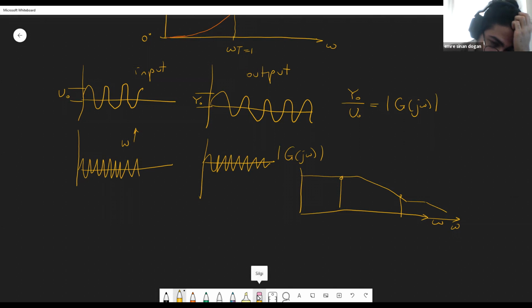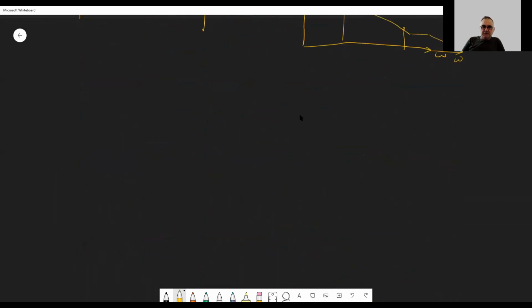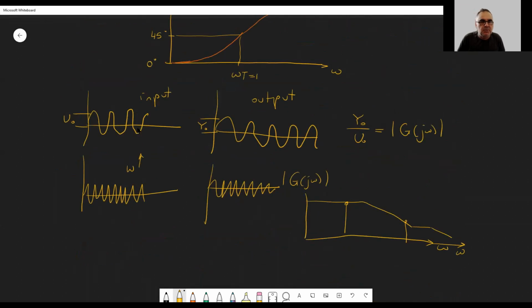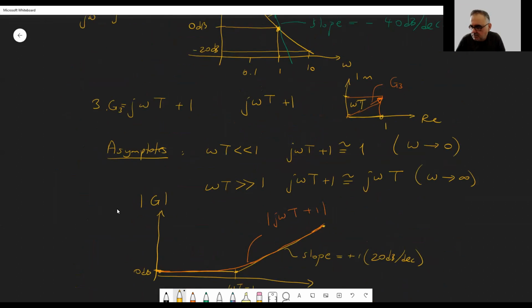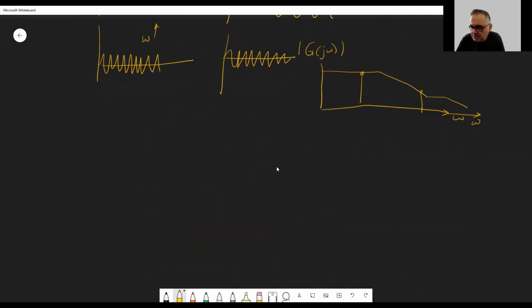Okay, let's skip this part. So what were we doing? We were talking about j omega t plus 1. Let's say that this is 3a. Now we will go to the other part of 3, let's call it 3b, which is 1 over j omega t plus 1, because this is important. What shall we have here? Again, we will look at the asymptotes.